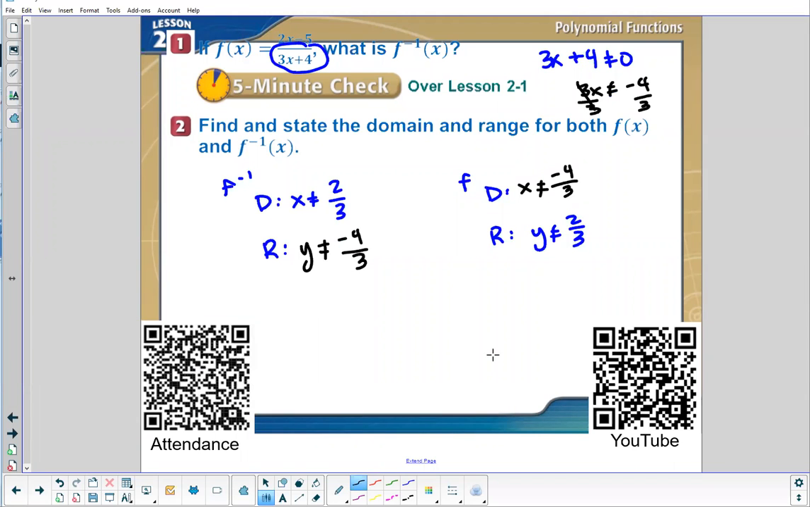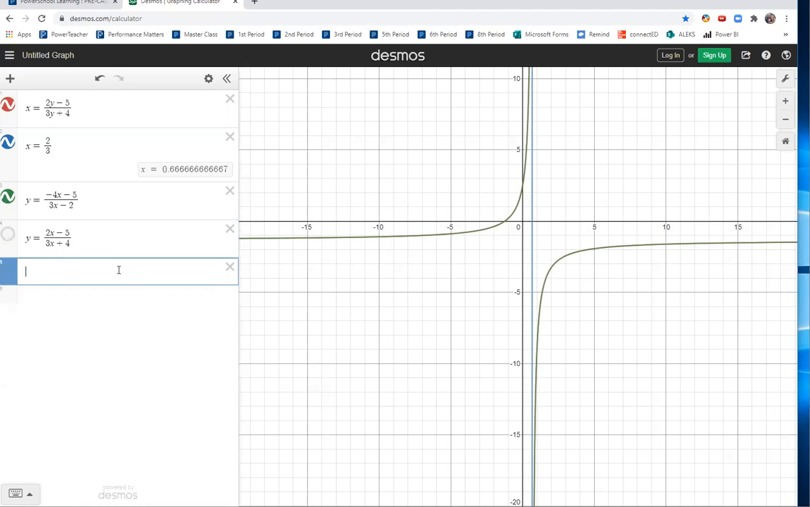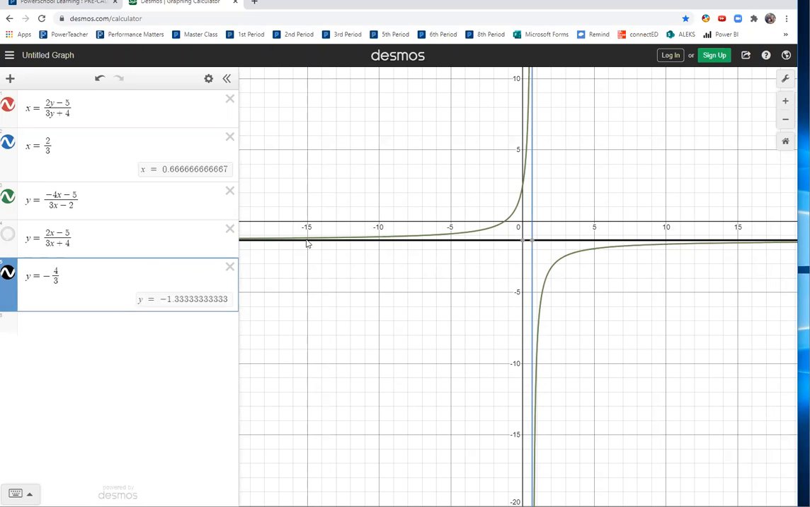Now, let me go back to the graph and try to explain this without having so many lines on the screen. Let me take this off so we just have this here. What we just found is that y would not equal negative 4/3. Desmos does not have a not equal, so I'm just going to put equals negative 4 divided by 3. What do you notice about this black line?